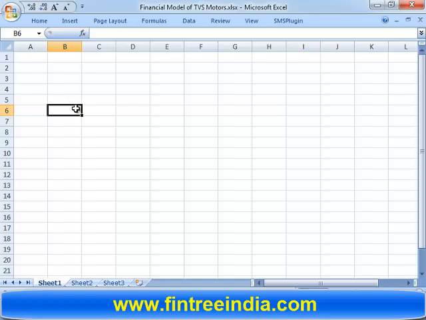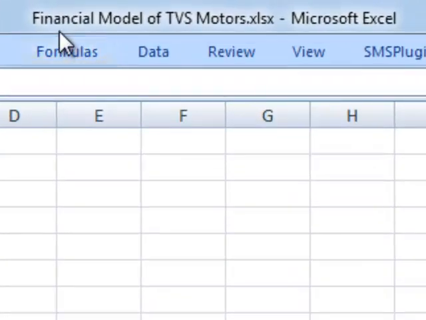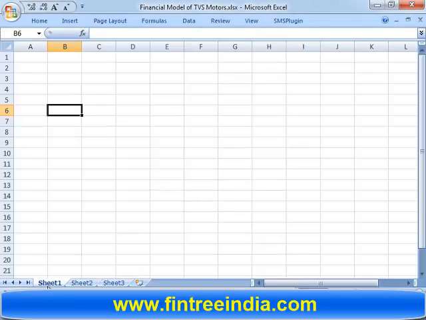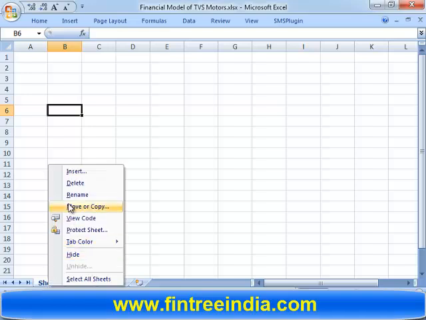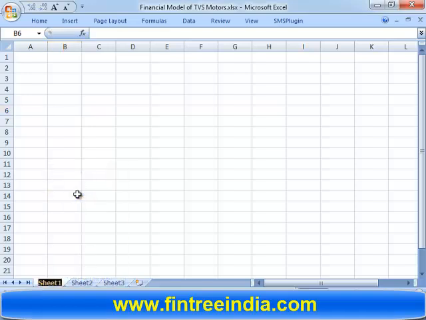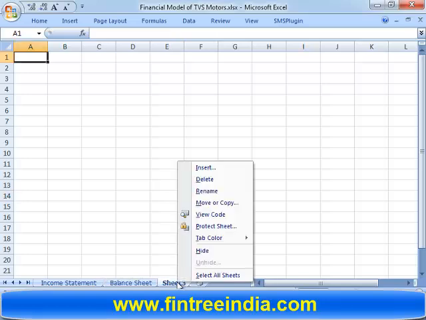Okay, so create a new Excel file in your folder, and I have named it financial model of TVS Motors. Let's keep the first tab or first sheet as income statement. The second one, of course, is your balance sheet, and the third one is cash flow statement.